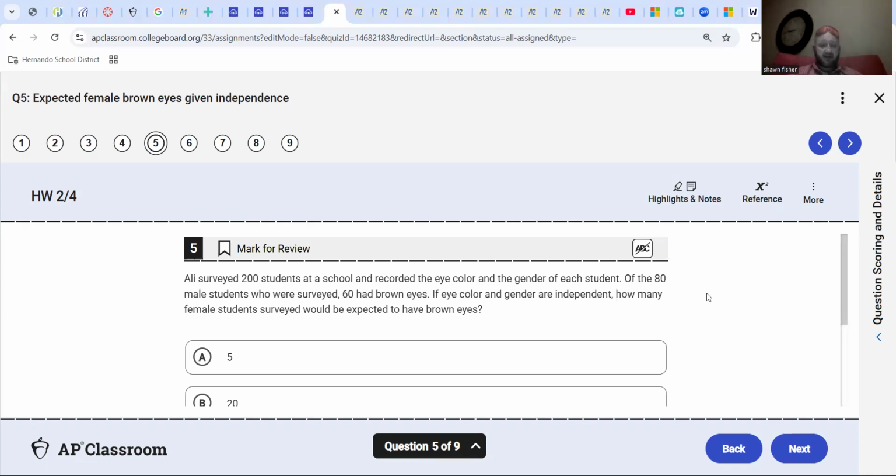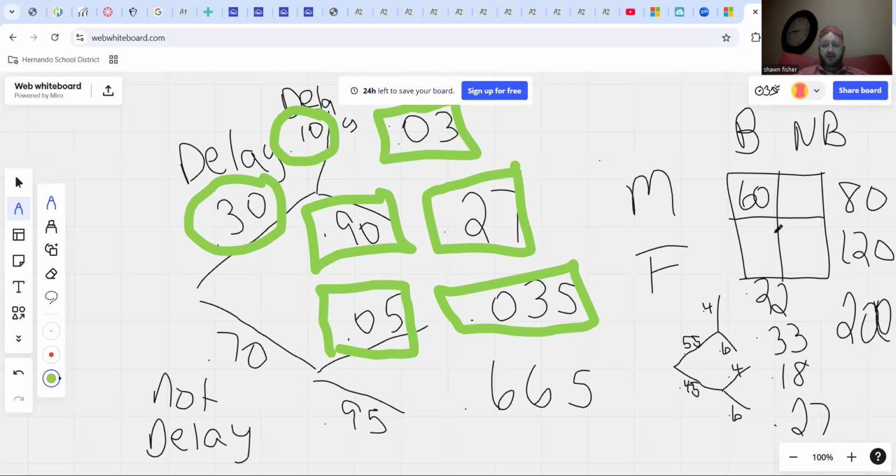Independently. Let's see. Oh yeah, they are independent. So really, we can talk about this one a lot, but we can do a two-way table on this. I think I set it up actually. Yeah, I did. Let me move my face out of the way.